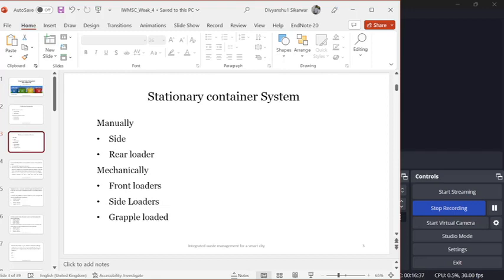The lever arms can have sensors to estimate the weight before emptying and after emptying, so that the difference gives the weight of the waste. So this system is more fair to the public because it gives a better idea of how much waste is generated by a particular person, and based on that a fair price should be paid by the person generating the waste.